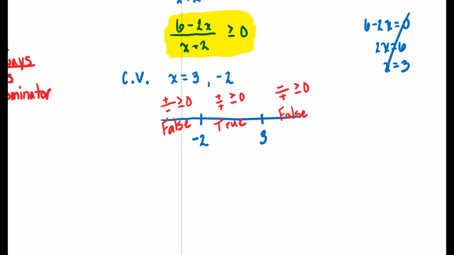All right. Now again, notice that your inequality sign is greater than or equal to. So I want to include the 0 of the numerator, which is 3, and I want to exclude the 0 of the denominator, which is the negative 2. So my final answer here is negative 2 to 3, and again, soft on negative 2 and a hard bracket on 3.